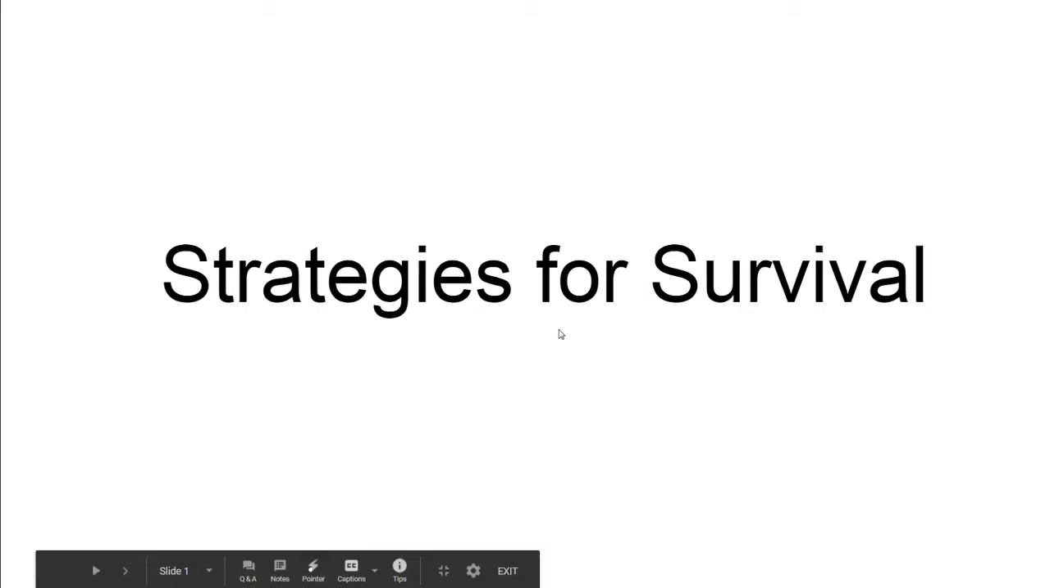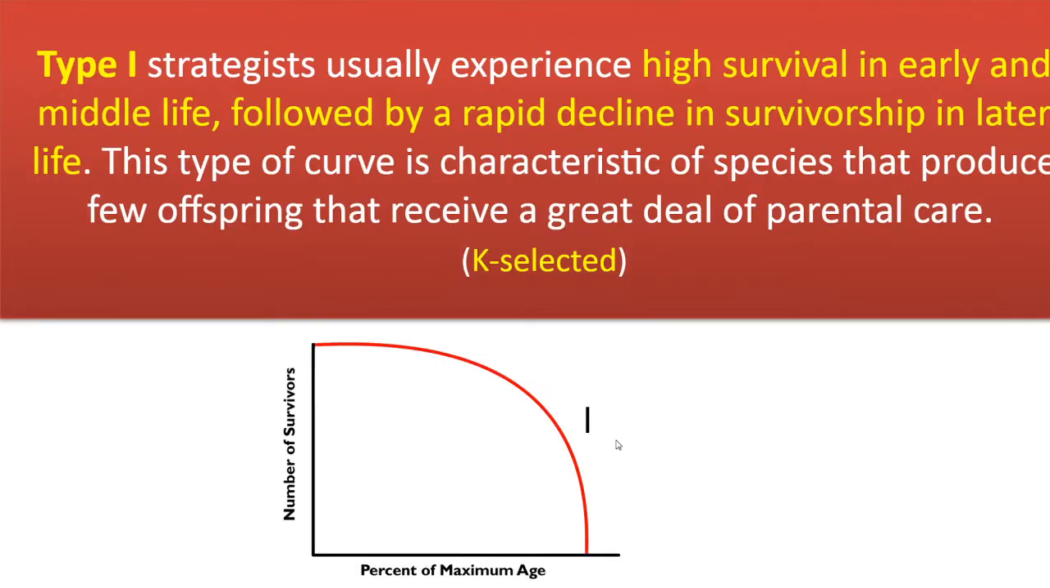All right, so our strategies for survival. Now, there's a lot of different ways that organisms can try to make a living. R and K were the major strategies. Now we're going to take a look at what survival type they are. So we're going to have type 1, type 2, and type 3.